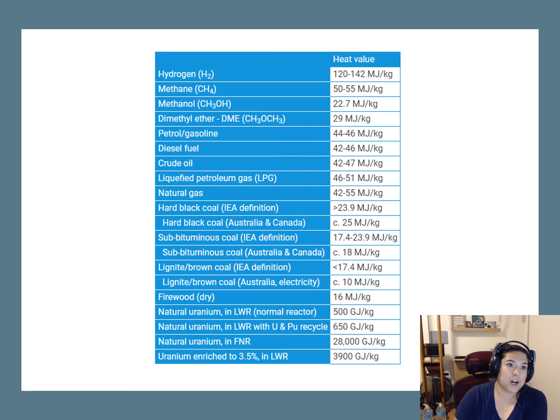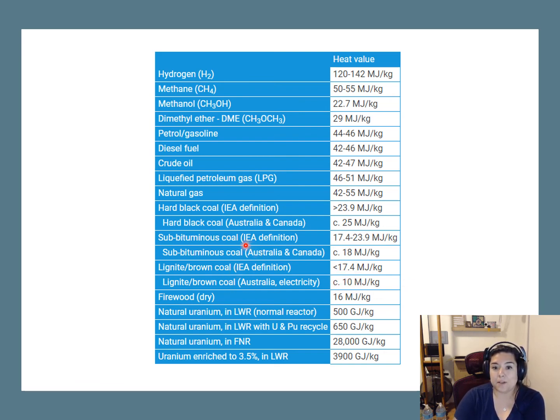This is a screenshot from a website that I have in your resource list. So if you're having trouble finding it and you want to use it for your own project, you're more than welcome to do that. If you can't find it, just let me know. But it has some energy amounts in megajoules per kilogram for natural gas, hard black coal, that's our anthracite coal, and then you see the subbituminous and lignite coals here. You can see that the hard black coal has 23.9 megajoules per kilogram, and the lignite coal generates about 17.4 megajoules per kilogram or less, depending on what it has.